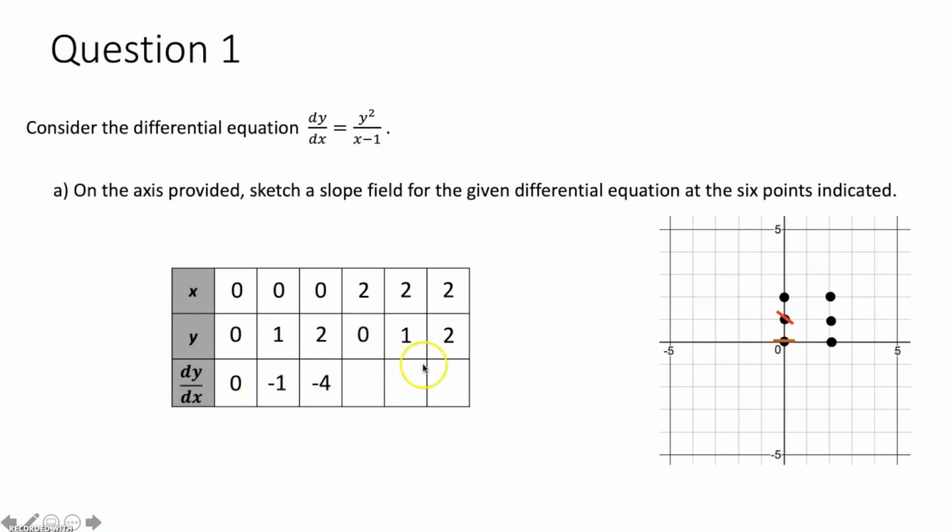So if this slope is negative 4, it should be steeper than this slope. So I'm going to make a steeper negative slope up here. Now let's plug in 2, 0. So we're going to plug in this point to our differential equation. If I plug in 2 for x and 0 for y and simplify, I end up getting 0. Meaning the slope of the line tangent to our solution curve at 2, 0 is going to be 0. So through this point, I make a little dash that has a slope of 0.